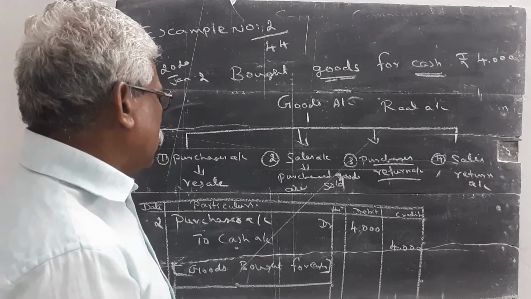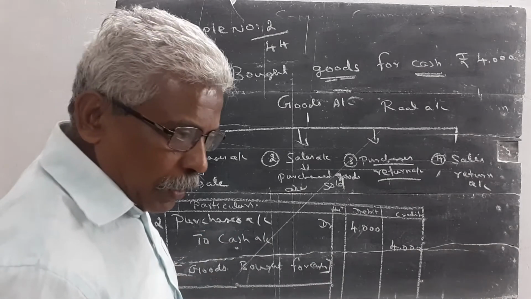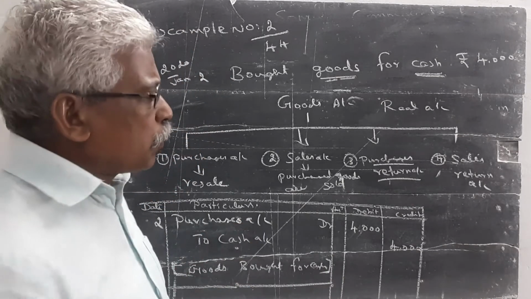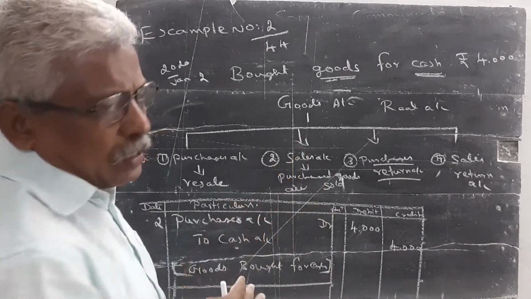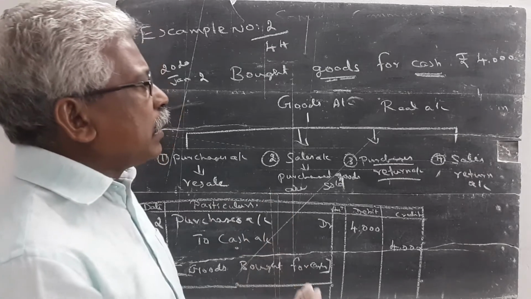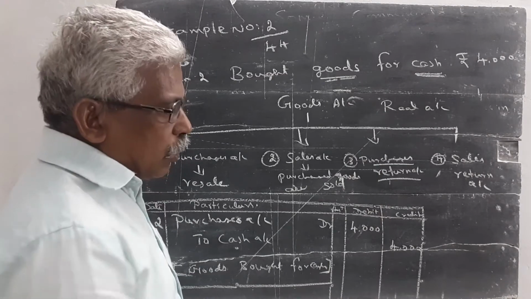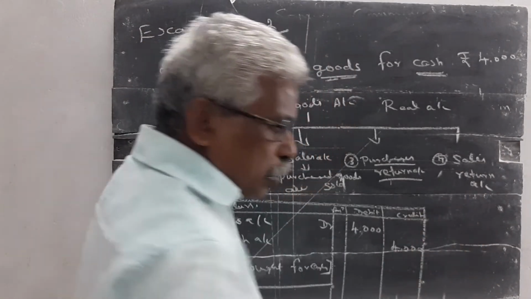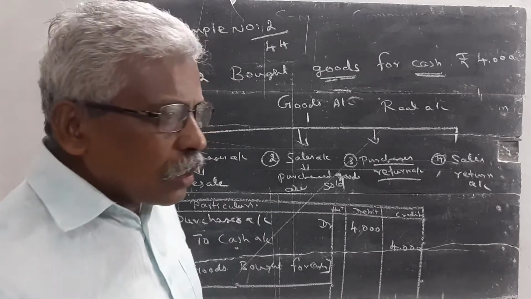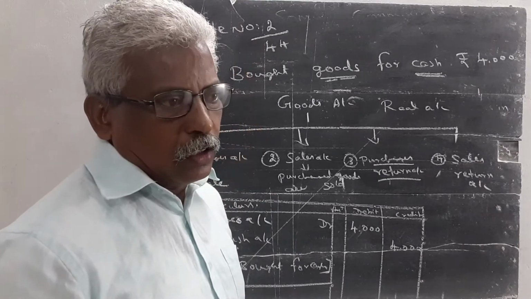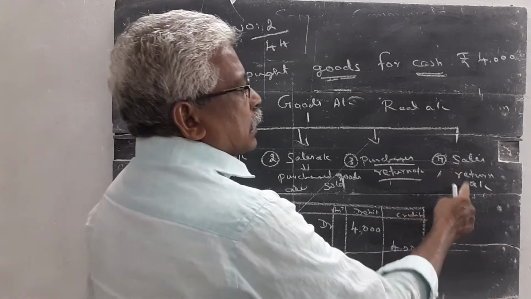If we bought goods and some goods are damaged, or if we are not satisfied with the product, we have the right to return the product to the person who supplied it. When we return the goods to the supplier, it is called a purchase return. Then what is a sales return? We already sold goods to our customers. If our customers are not satisfied with our products, the customers return the product to us, so it is considered a sales return.